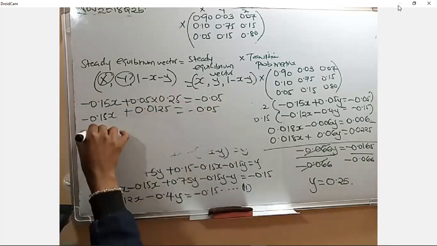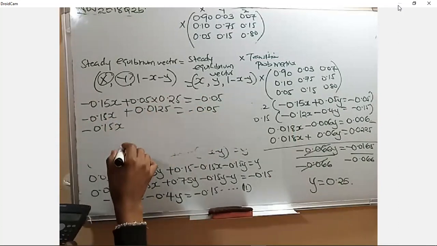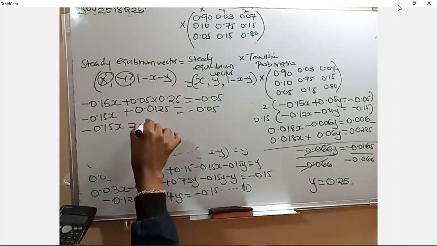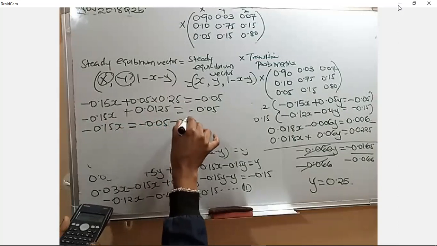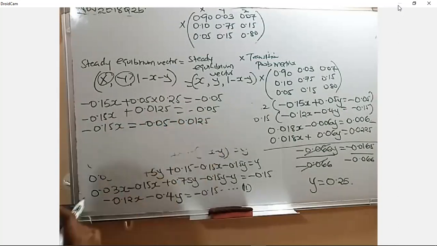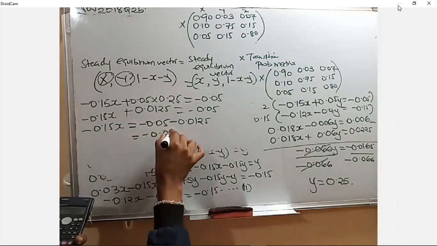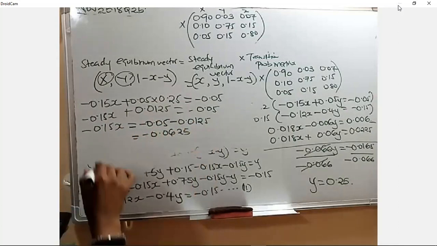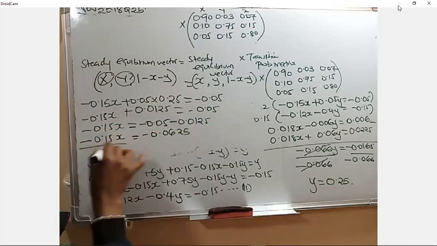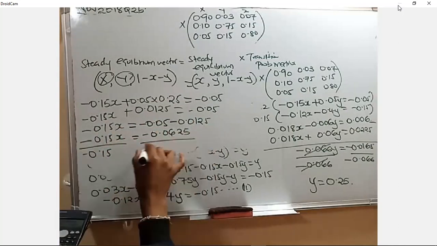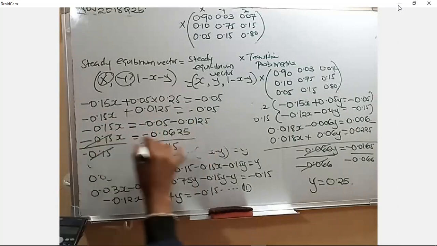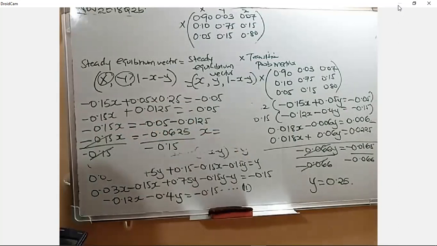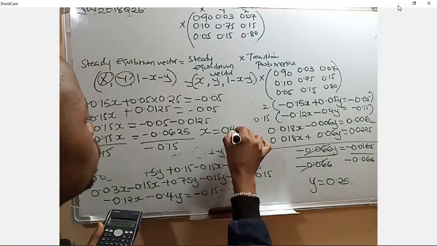Take this on the other side. Negative 0.15x should be equal to negative 0.05 minus 0.0125, right? So I just say negative 0.05 minus my answer. I'm also going to be getting negative 0.0625, right? Negative 0.15x. So let's get the value of x. Our x should be equal to negative 0.0625 divided by negative 0.15, which you normally get 0.42.